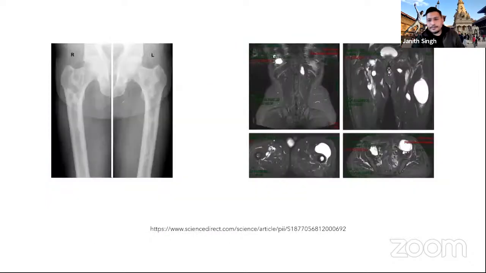This is a case of Mazabraud syndrome. So you can see fibrous dysplasia involving both the long bones. And then you see those white things in the MRI. White stands for a lot of fluid in it. All of these are STIR sequences. So when you see this bright signal, it means it's probably a tumor having a lot of fluid in it. So these are all myxomas.